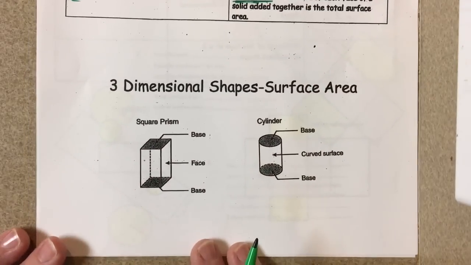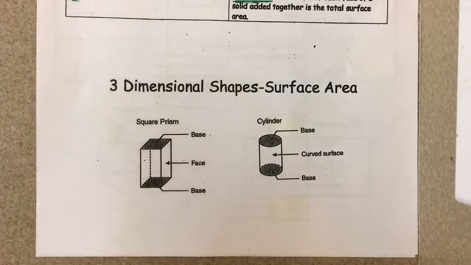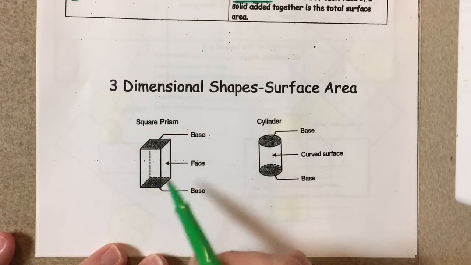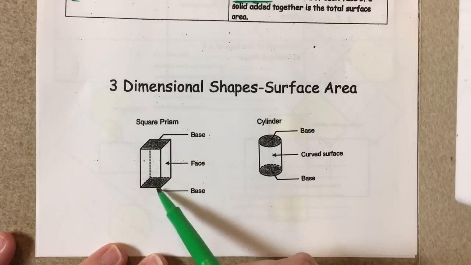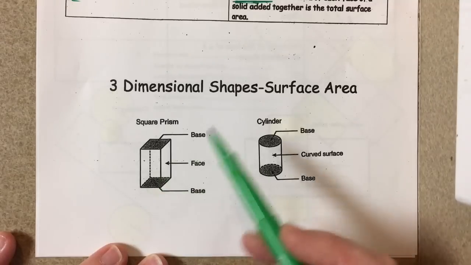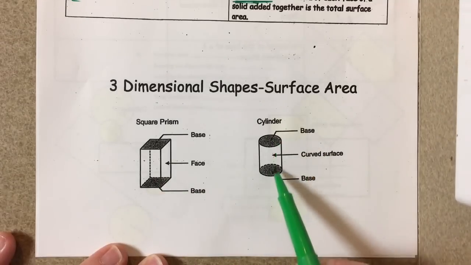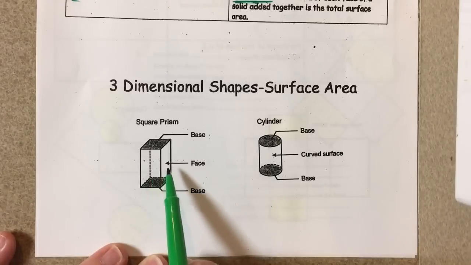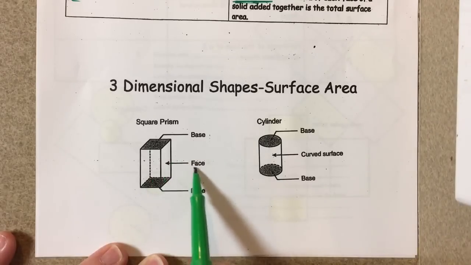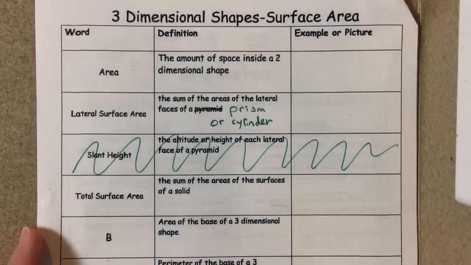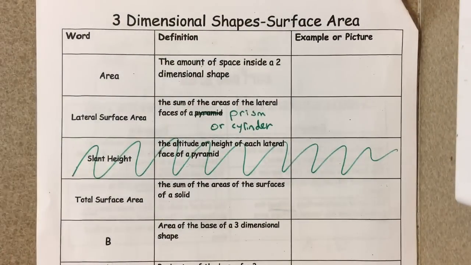So we're going to look at surface area on prisms and cylinders, and both of those have two bases. So if we have a prism, its bases, or if we have a rectangular prism, its bases would be rectangles. If we have a cylinder, its bases are circles. And on the prism, the sides that are not the bases are called the faces. All right, so a little bit of vocabulary.